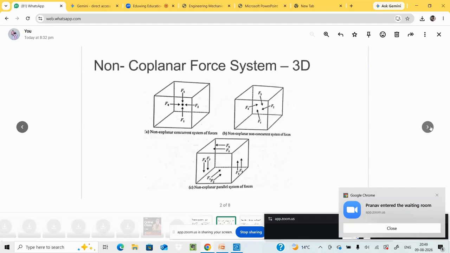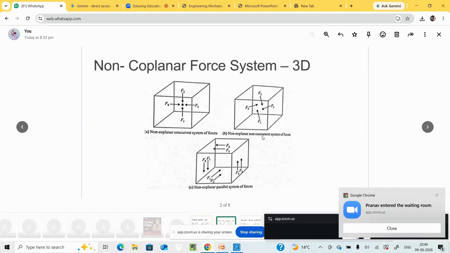So this is non-coplanar forces, which is a 3D system. Coplanar forces are completely in 2D, so non-coplanar is in three dimensions. Here, in non-coplanar concurrent forces, all the forces are acting on the same point. If you see here, F1, F2, F3, F4 are acting on the same point. If n number of forces act on the same point, we call them concurrent forces.